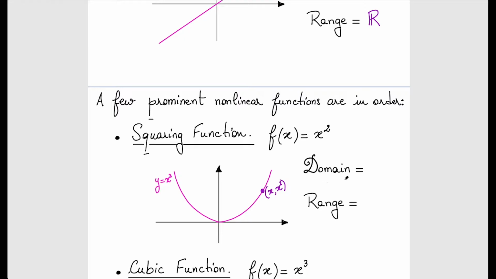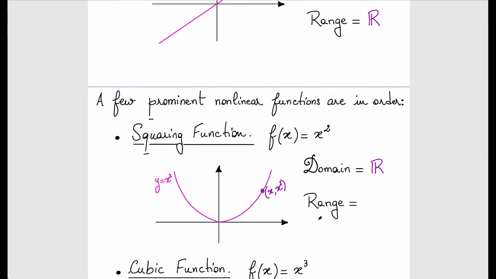Alright, so the domain of such a function is, you can input anything in this function, right? Because you can always square any number. Squaring means you multiply it by itself. So in other words, if you project all the points that belong to this graph onto the x-axis, you're going to see all of the x-axis. So the domain is simply all of R, right?